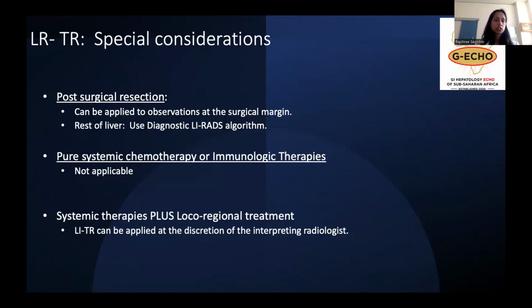So special consideration. Systemic therapies are not applicable here, so we cannot use this for patients who are purely on systemic therapies. For post-surgical resection, you can apply LIRADS TR to the lesion up to the resection margin. For the rest of the liver, you will use the LIRADS diagnostic algorithms for observations that have not undergone treatment yet. And if there are combined systemic therapies and locoregional treatment, you would apply the LIRADS treatment algorithm at the discretion of the interpreting radiologist.